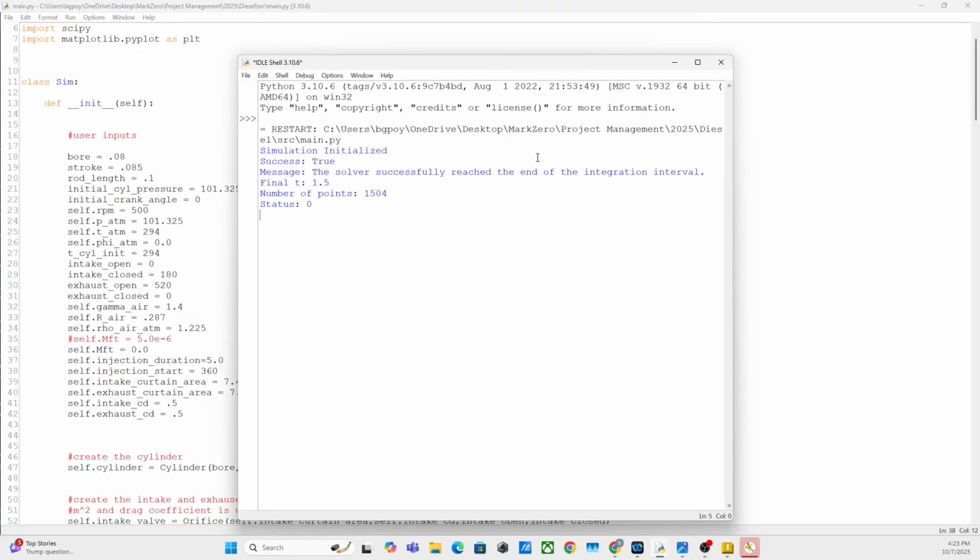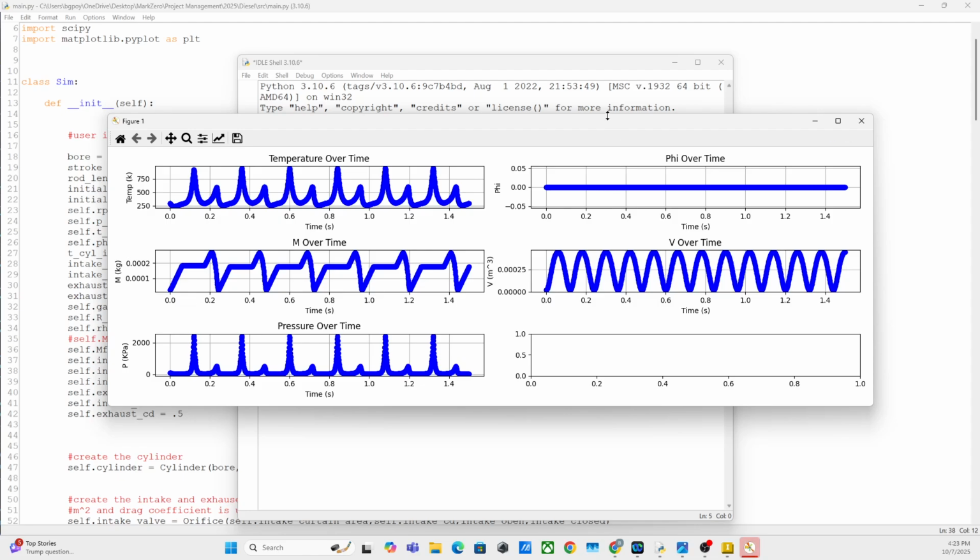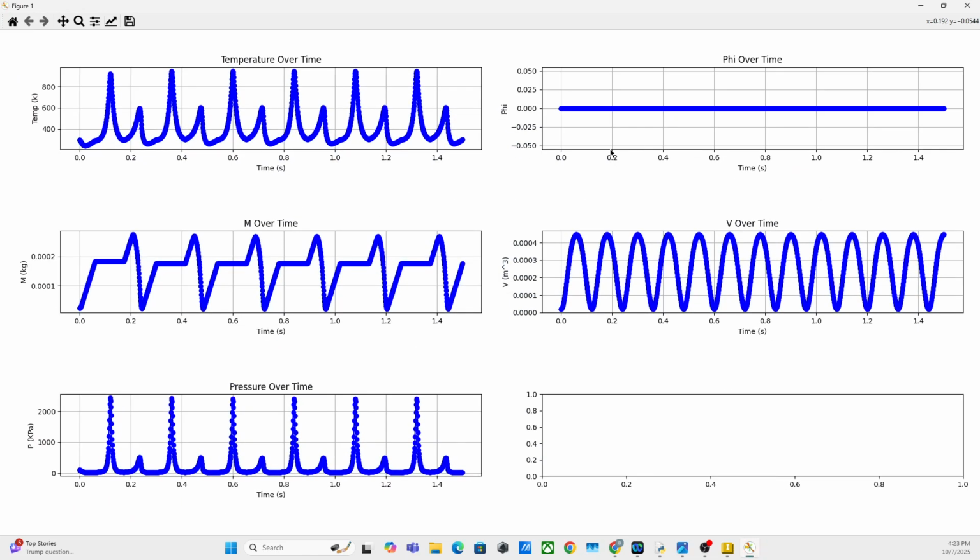All right, there it goes. Boom. Okay, so what are we looking at here? This is the big one. This is temperature over time.